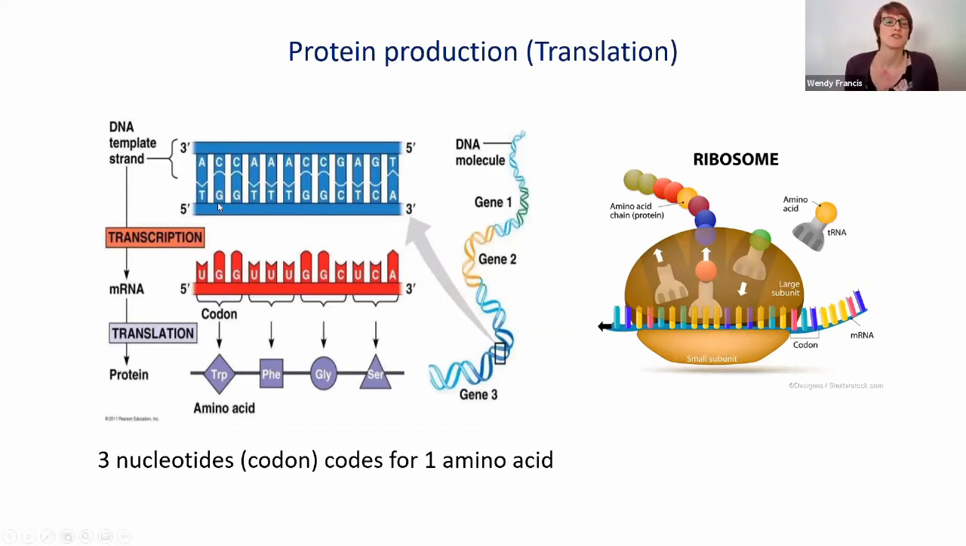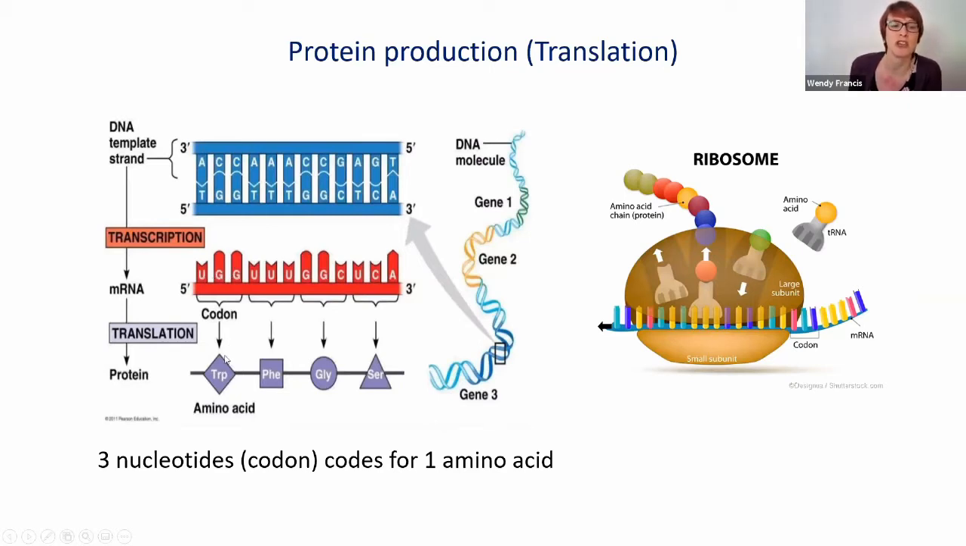Well, this is our double-stranded DNA molecule. Okay, and we can see that the messenger RNA is transcribed, so it's copied from one strand of the DNA. And on the messenger RNA copy, we have a series of different nucleotides. And 3 nucleotides forms a codon, it's a triplet, okay? And one single codon of 3 nucleotides codes for a specific amino acid.